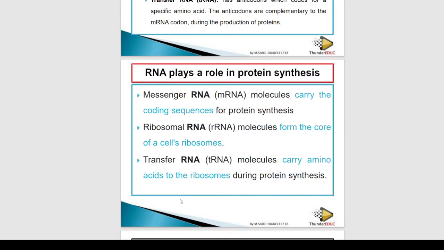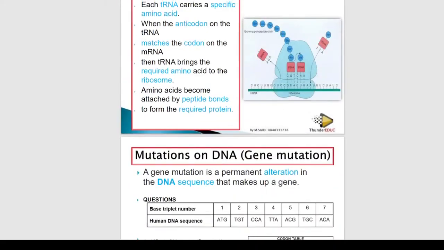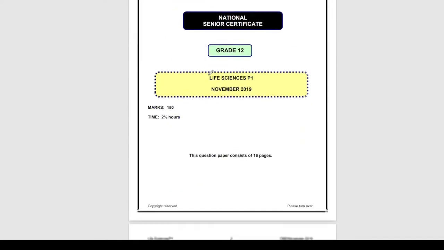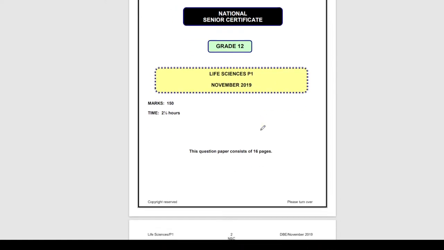All right. Let me start with the meiosis. Okay, let me just see here because I just downloaded some few papers, I didn't get them anywhere. Yeah, this is 2019 November question. Yes, it's 2019 November question.